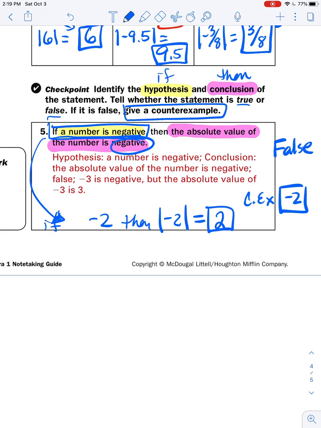They gave the example of -3. They said, well, -3 is a negative number like the hypothesis, but the absolute value of it is a positive number. In fact, the absolute value of everything is a positive number. So you're never going to have a situation where the absolute value comes out as a negative number.